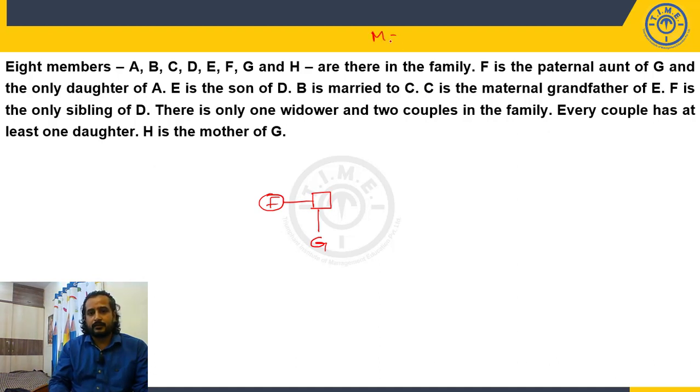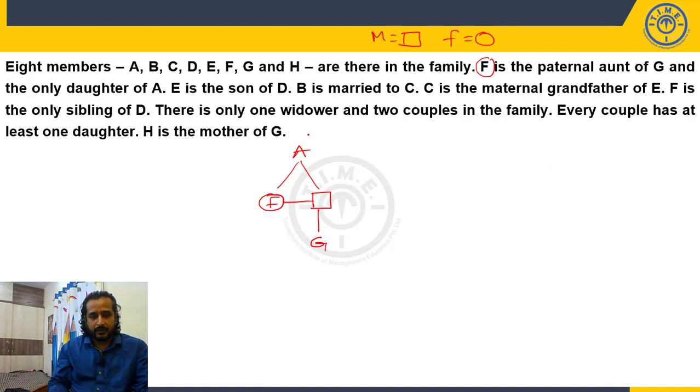For male, square box, female, circle we are going to use to represent the gender. Okay. And the only daughter of A means we are talking about F. F is the only daughter of A. So these two are the children of A. And what else is given?